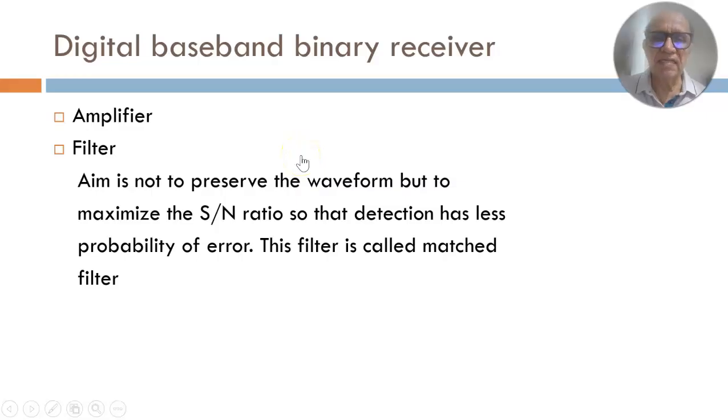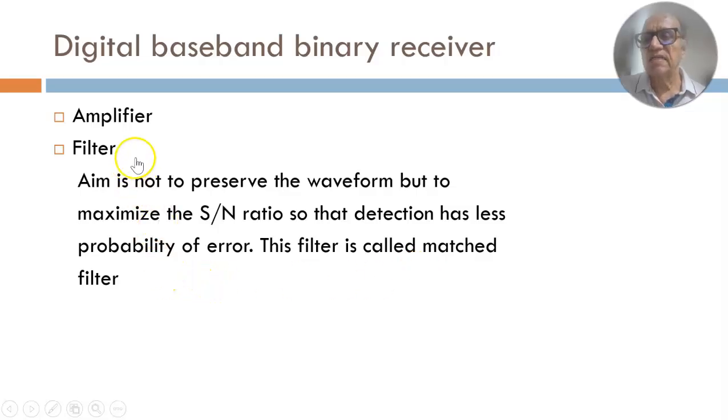Because in the binary receiver, digital binary receiver, your interest is in finding out whether S1(t) was transmitted or S2(t) was transmitted. Once you make the correct decision, it does not matter what is the nature of the received waveform. But in order to reduce the bit error probability, you would like to maximize the signal to noise ratio. So in this case, the filter is designed in such a fashion that it maximizes the SN ratio. And when SN ratio is maximum, then the detection will have less probability of error. And this filter is called a matched filter.